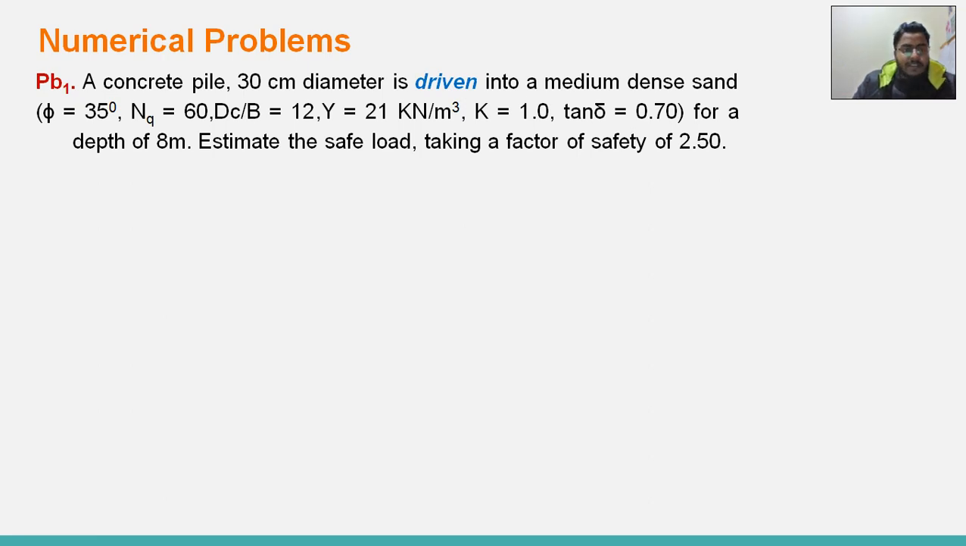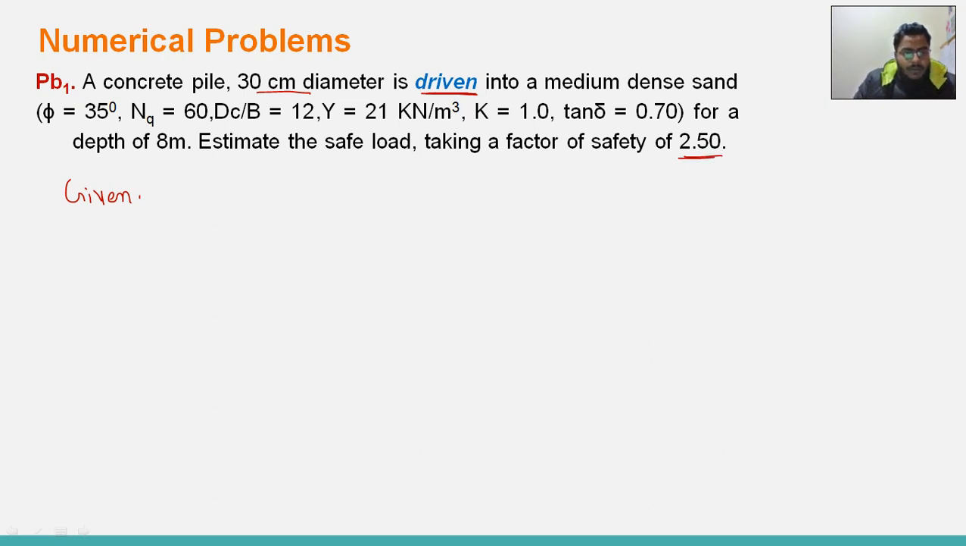See, in the question it is given a concrete pile diameter. So first note down what data is given. A concrete pile of 30 centimeter diameter is driven into medium sand, and all the formulas we have discussed are for a driven pile in sand. Phi is equal to 35 degree. For phi equal to 35 degree, NQ is 60, DC by B ratio is 12, and gamma is given as 21, K is given as 1.0, tan delta is given as 0.7. For a depth of 8 meter, estimate the safe load taking a factor of safety of 2.5.